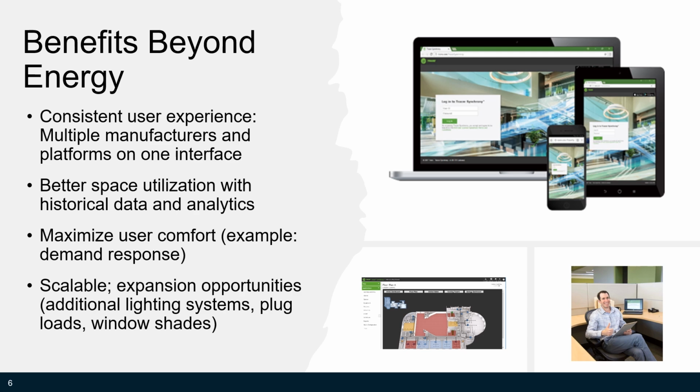With integrated systems, we are able to combine a reduction in light levels with the reduction in heating or cooling measures taken by the HVAC system to maximize the comfort of the occupants while achieving the desired energy reduction. Finally, once a networked and integrated system is designed and installed, it can easily be scaled to incorporate additional lighting systems, plug loads, or window shades as expansion opportunities require.